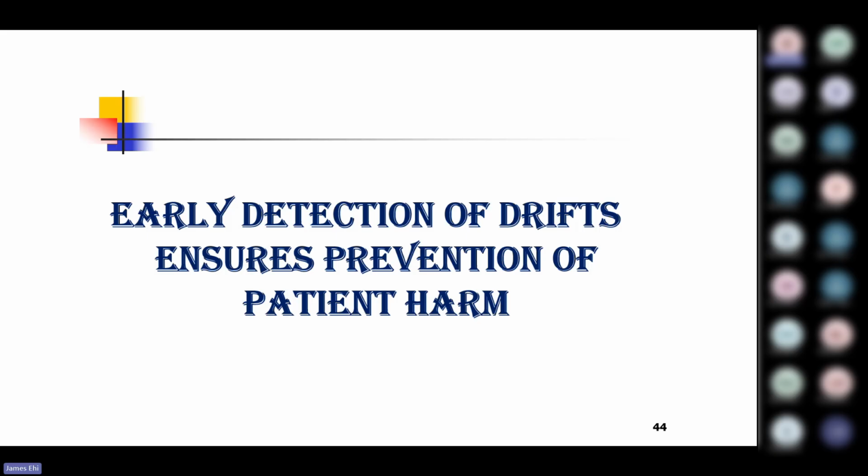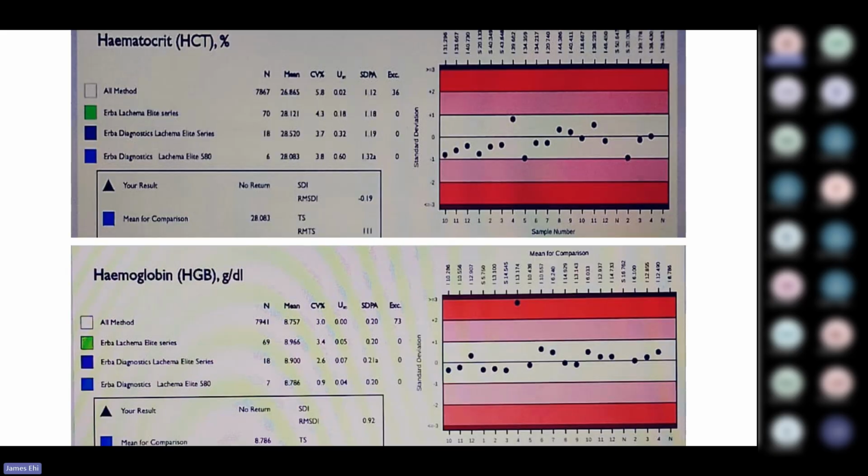If you look at the graphs here, we have hematocrit and the hemoglobin here. If you look at the distribution, this is actually an ideal distribution. The closer you are to the mean, the more accurate you are.